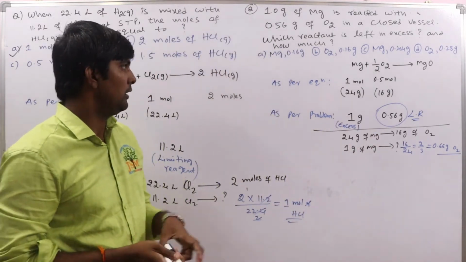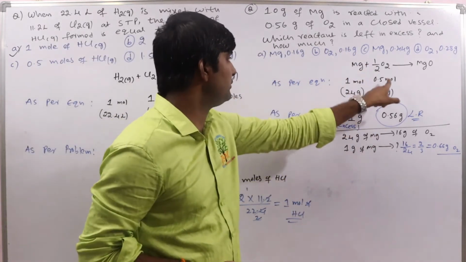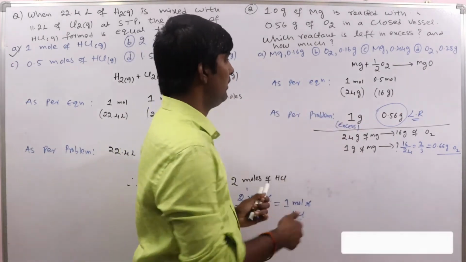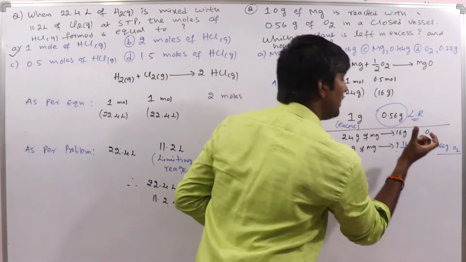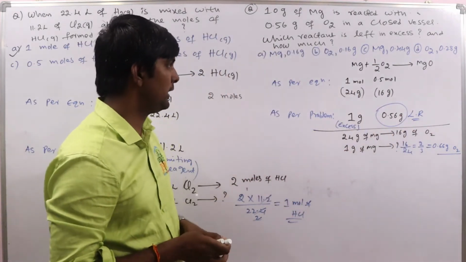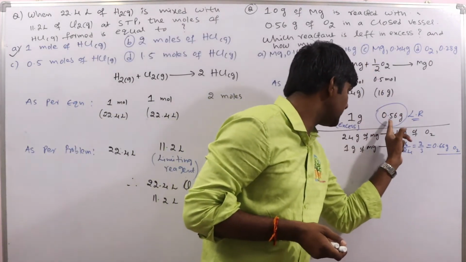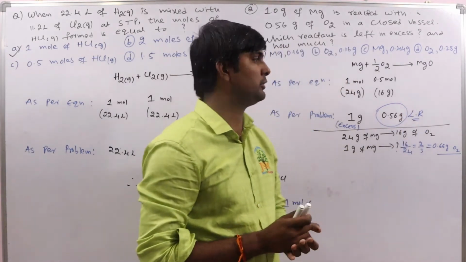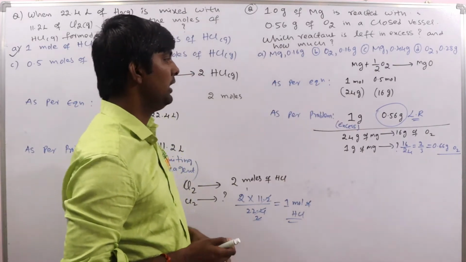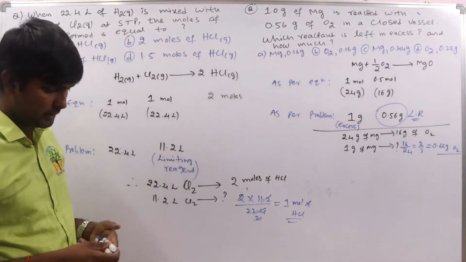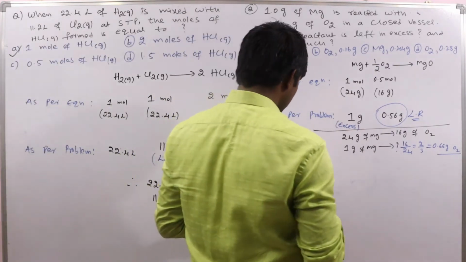See, for 24 gram magnesium, 16 gram oxygen. For 1 gram, 0.66 gram oxygen is required. But how much is provided? Just 0.56 grams. So oxygen is the limiting reagent and magnesium is the excess reagent. Okay, so now what we have to do is this.